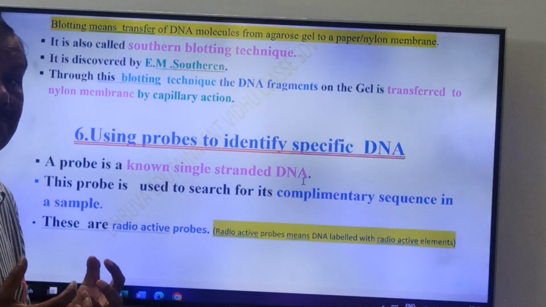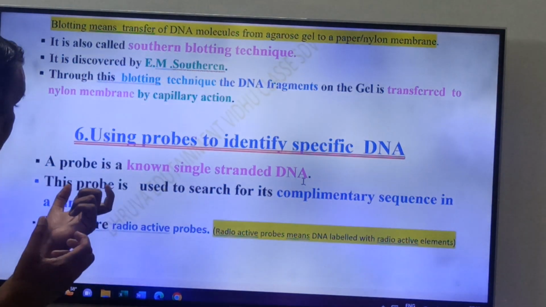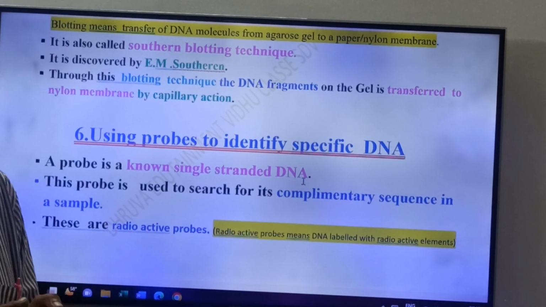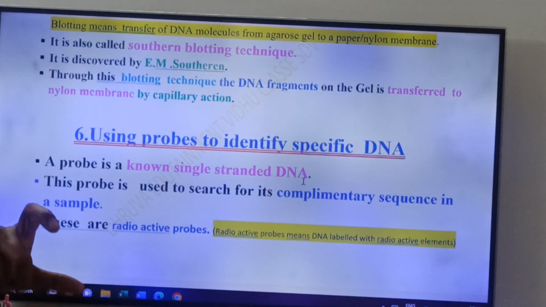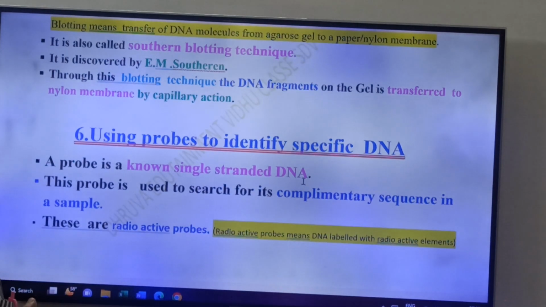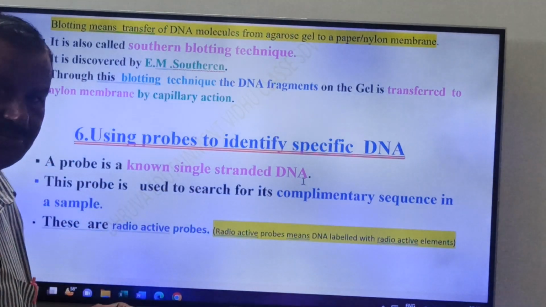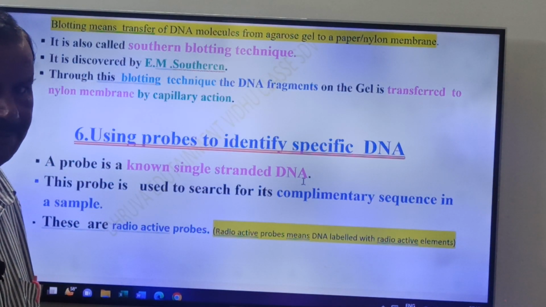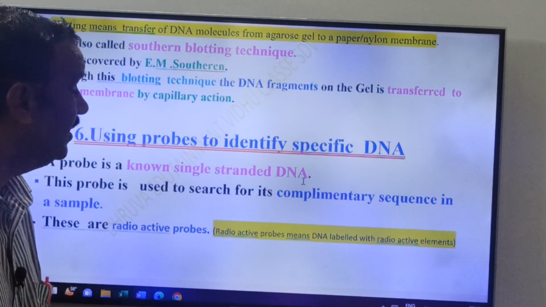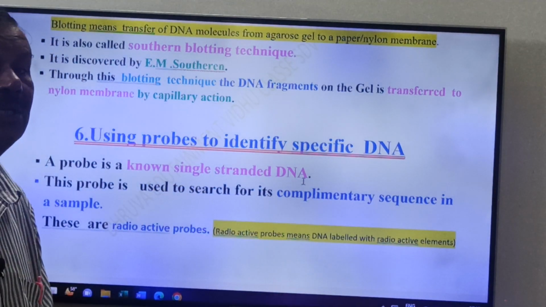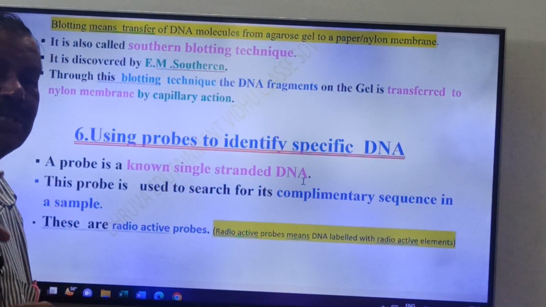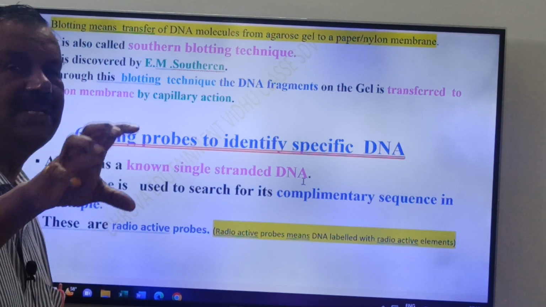A probe is a known single stranded DNA. We know the nitrogen bases of that DNA. So what is a probe? Very, very important. It is a single stranded DNA. Known means we know the arrangement of the nitrogen bases of that DNA.